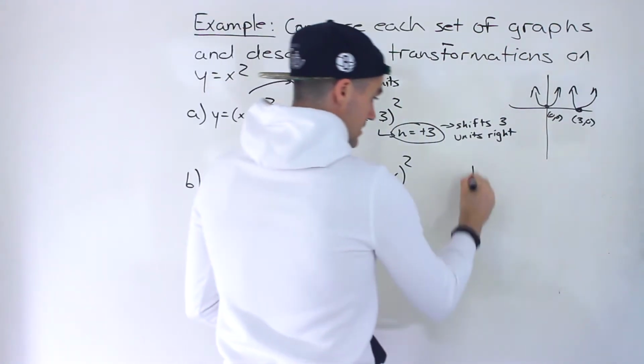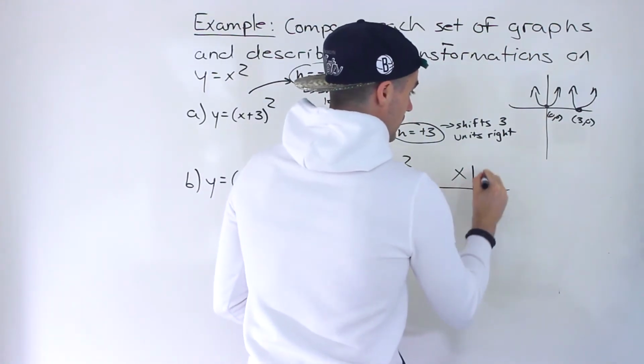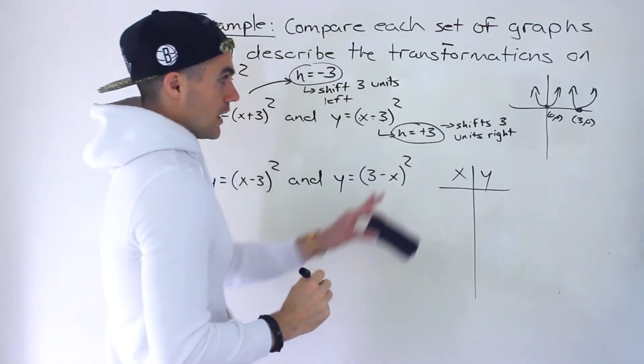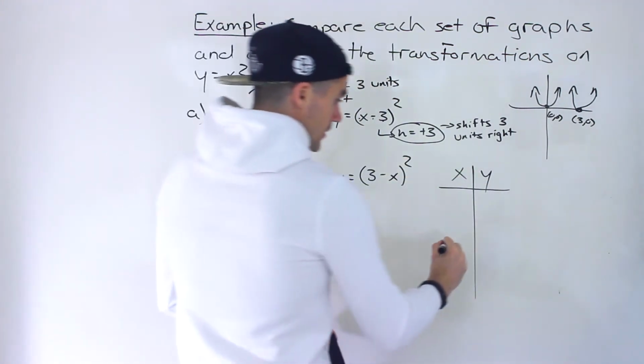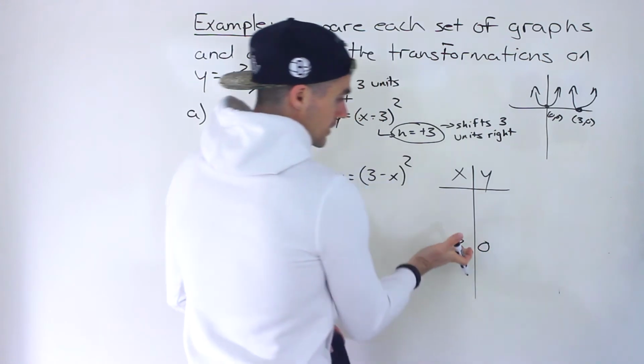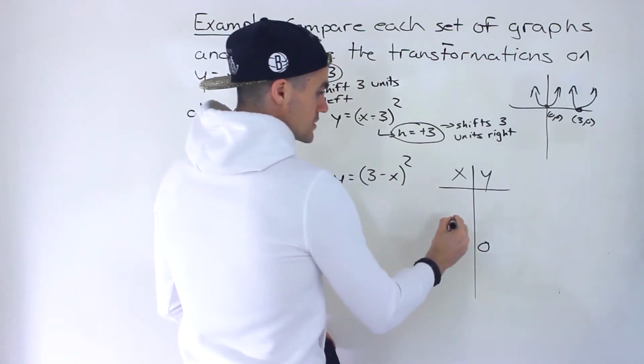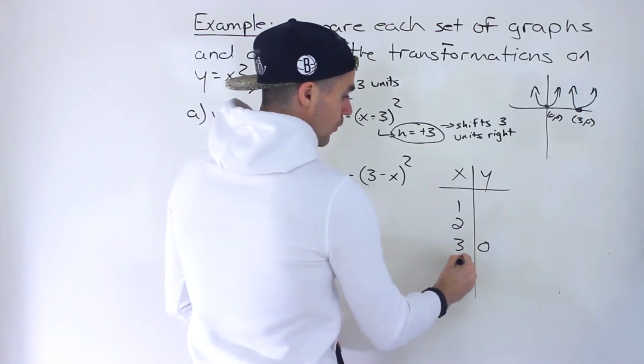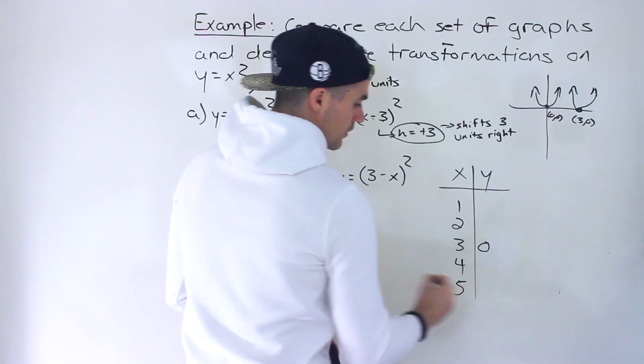If you want to make a precise table of values for it, let's put the vertex in the middle. So we'll have 3 and 0, then pick 2 x values to the left, so 2 and 1, and then to the right, 4 and 5.